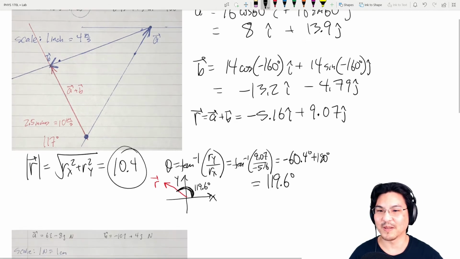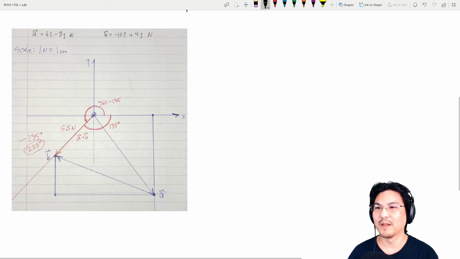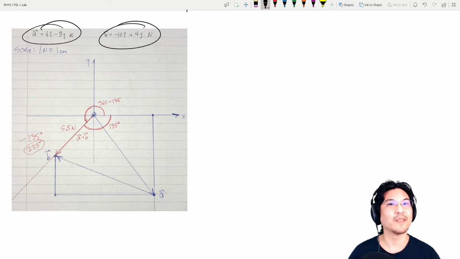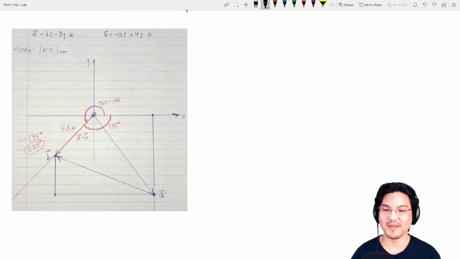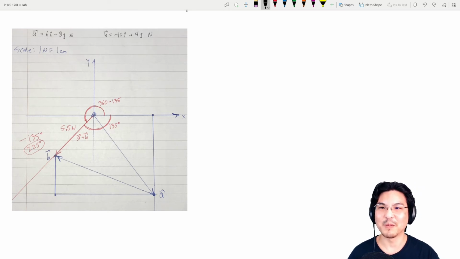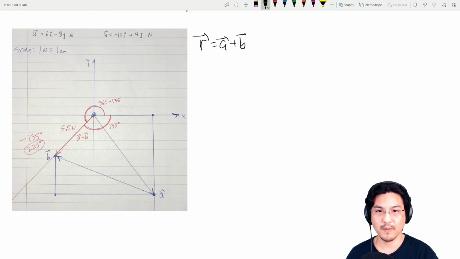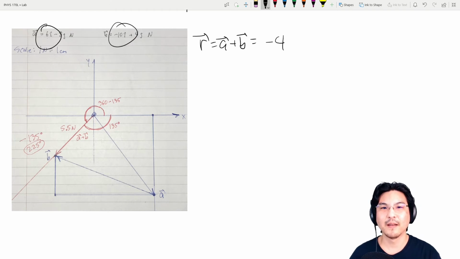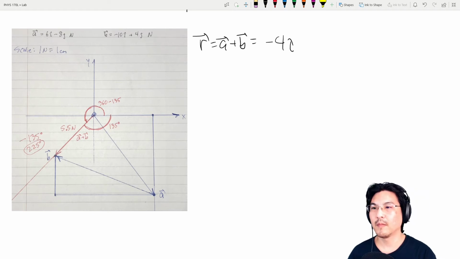Let's try the other example. Okay, so let's say we have these two vectors. They're already in component form, so there's not much to do, right? Just add ax plus bx, ay plus by, so it's the resultant. Ax plus bx, ay plus by, negative 8 plus 4.